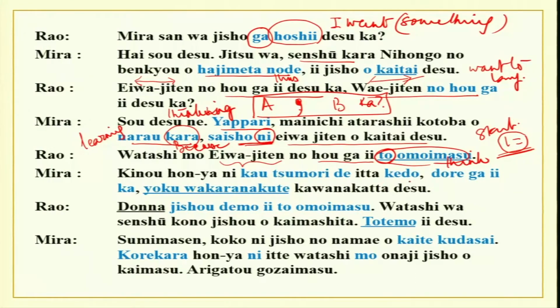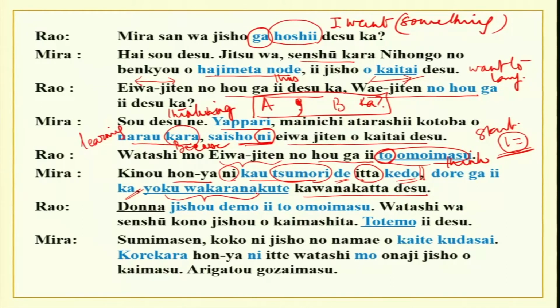Kino honya ni Sumori de itta kedo, dore ga ii ka wakaranakute kawanakatta desu. So, kino honya, bookstore, ni for itta, ikimashita. Sumori, this is a new word. We are going to do this also in detail. De itta kedo, I went over there with the intention of buying, but dore ga ii ka, so there were a lot of them, which was better, which was good, which was not good. Dore ga ii ka, which was better. Yoku wakaranakute, I did not know or could not figure out, could not understand, could not decide.